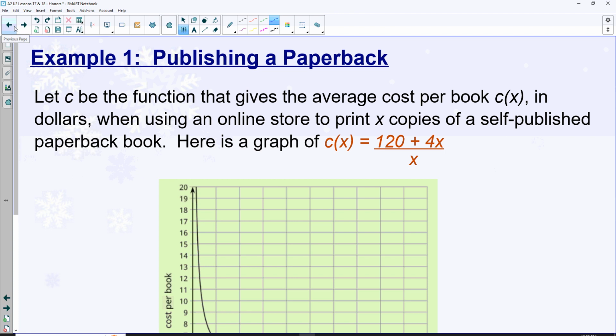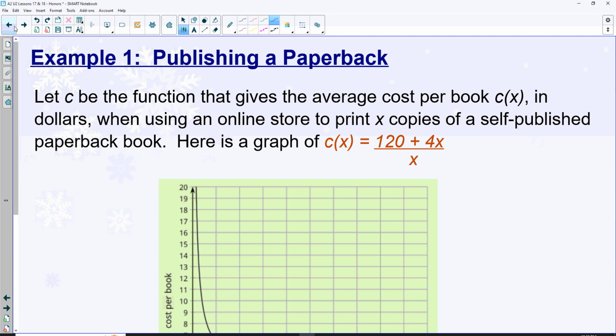All right, so let's take a look at a function. So consider for a second that we're attempting to publish a book. Great. We're going to use our own self-publishing thing, and we're going to look at the cost it's going to take to publish this book, right? So we're going to print X copies of this book. Now, let's say that we get a quote where it's going to cost 120 bucks plus $4 for every book that we want to print.